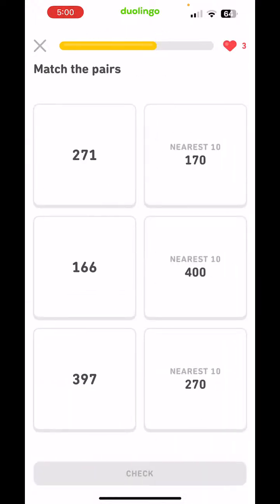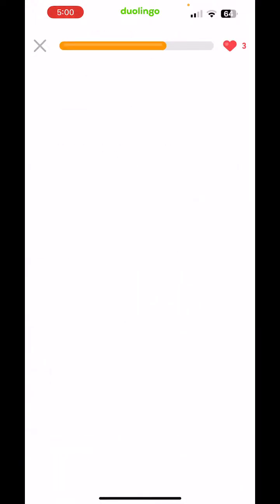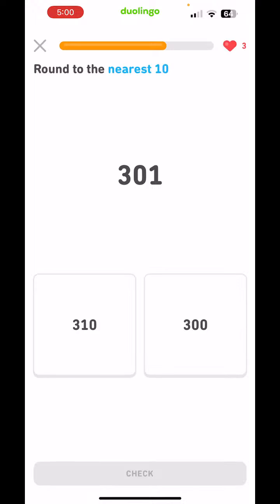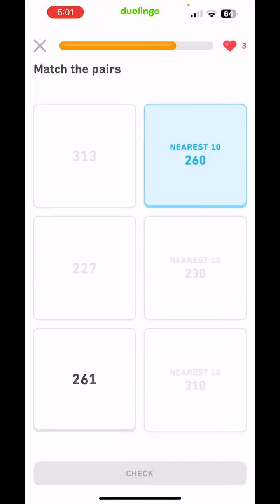Match the pairs. 271 to the nearest tenth is 270. 166 to the nearest tenth is 170. And 397 to the nearest tenth is 400. Okay, round to the nearest tenth, that would be 300. 313 to the nearest tenth is 310. 227 to the nearest tenth is 230. And 261 to the nearest tenth is 260.